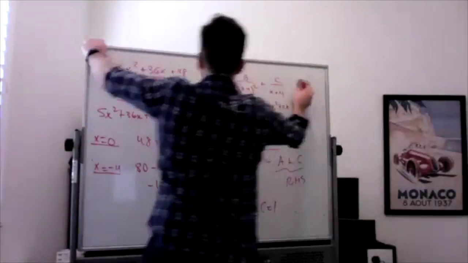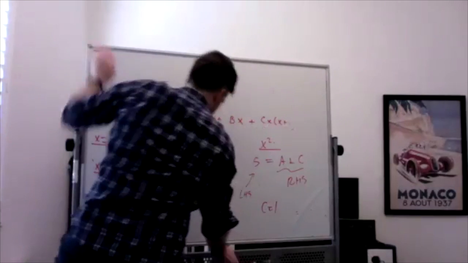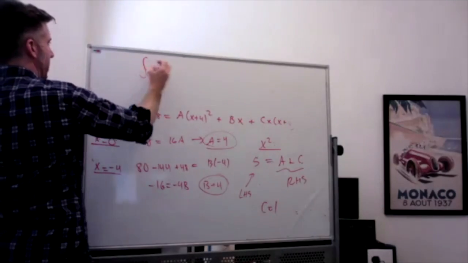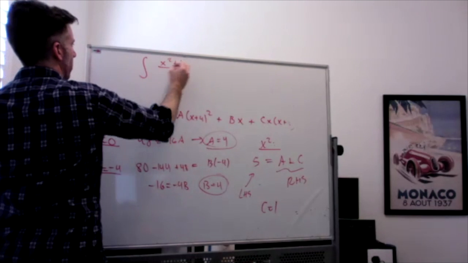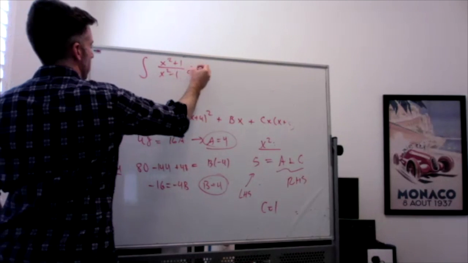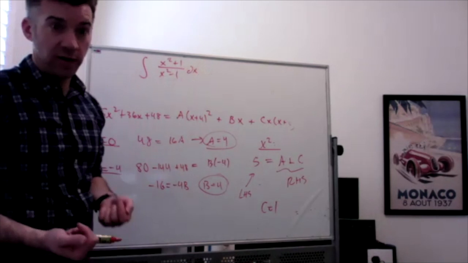I know we're out of time, so let me say one last thing. If you have a problem like the integral of x squared plus 1 over x squared minus 1, you do want to do the polynomial division here.